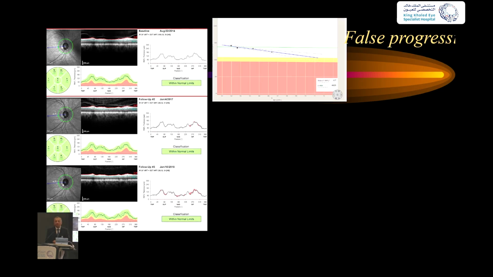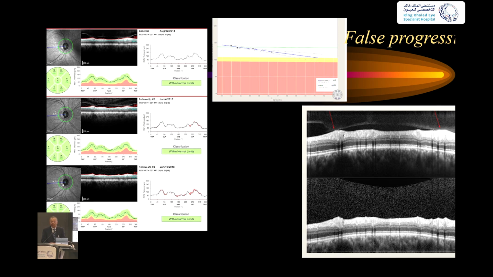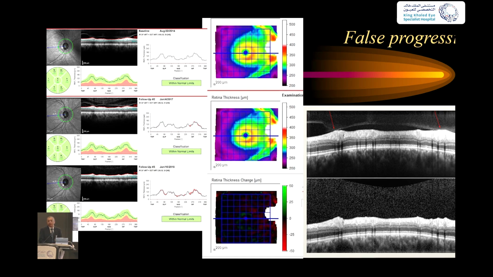Let's look at this patient, false progression. You can see that there is progression. There is pink that shows you that there is thinning happening over time. There is a negative slope. But that change is due to posterior vitreous detachment. And no wonder the macular thickness will not show you any change.